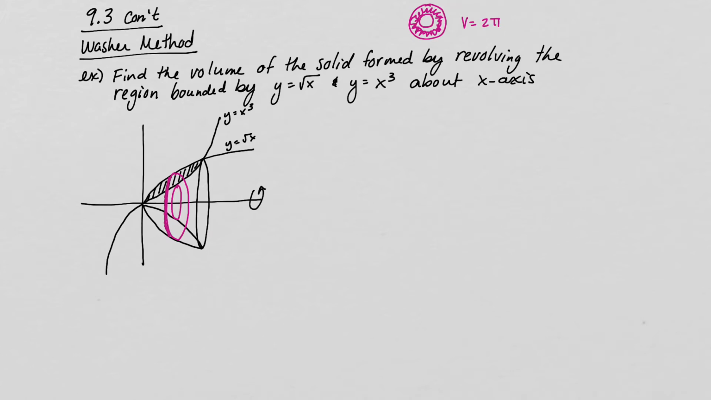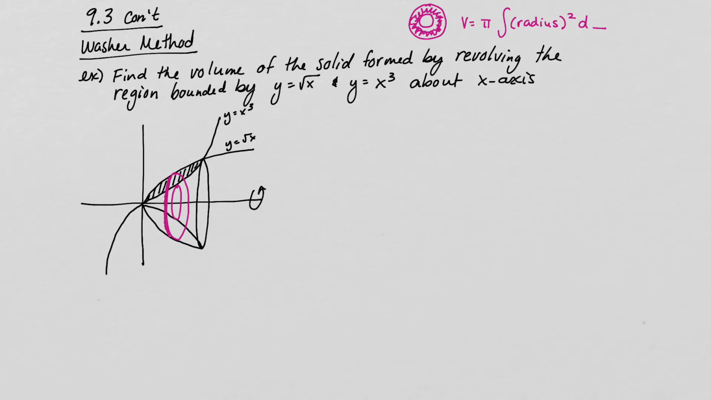Remember when we did the disk method last time, the formula we were using was not 2 pi. Remember it was pi, the integral of whatever the radius was, squared, d something. That was the generic form that we used last time. This time we're just going to tweak this a little bit. We're going to find the outer area and then subtract off the inner area.